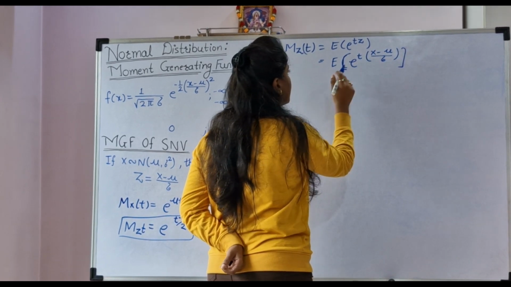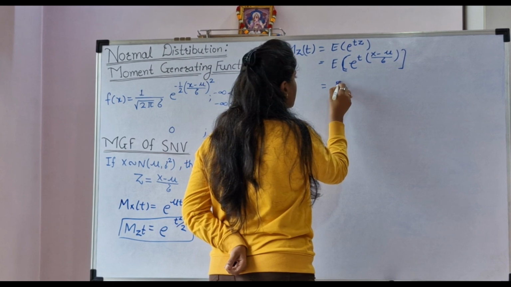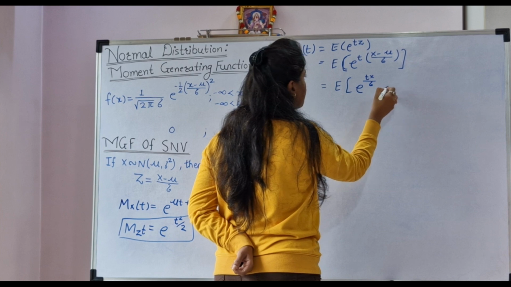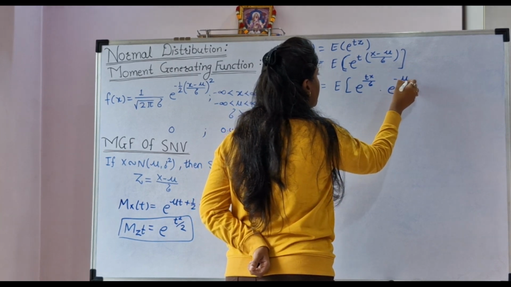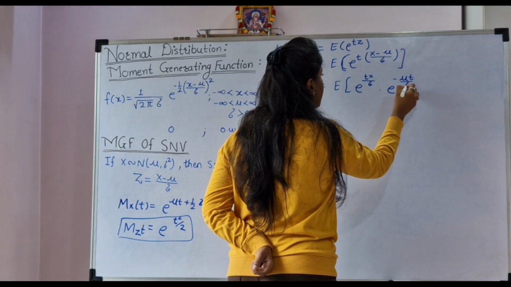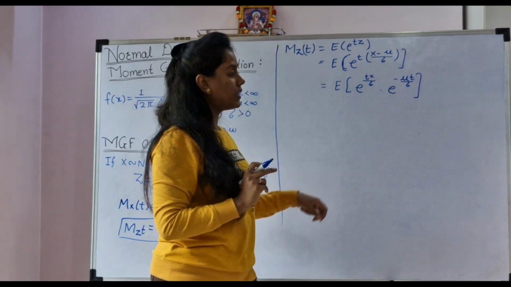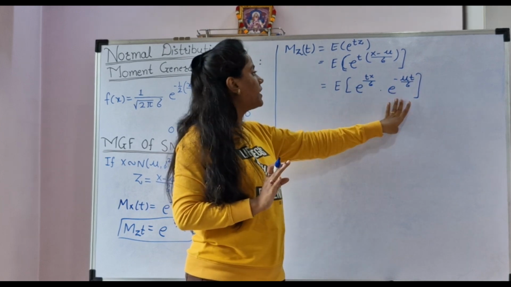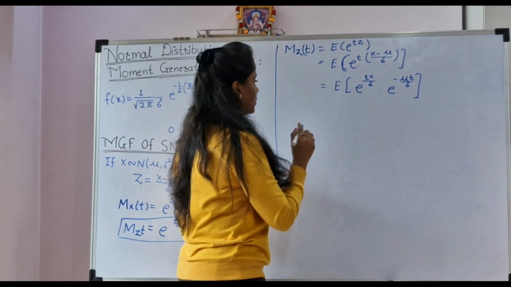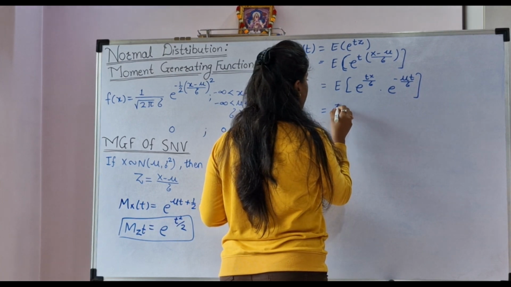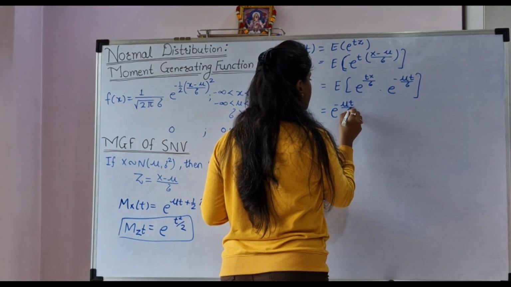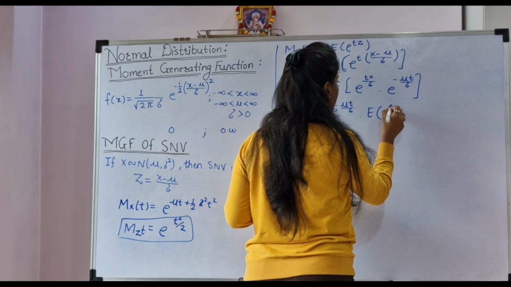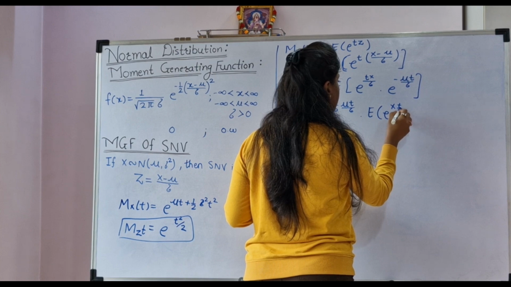Now let's split this. We will get the expectation of e to the power tx by sigma into e to the power minus mu t by sigma. Here we can see e to the power minus mu t by sigma is a constant, so we can take it outside the expectation. So what we will get? E to the power minus mu t by sigma into the expectation of e to the power x t by sigma.